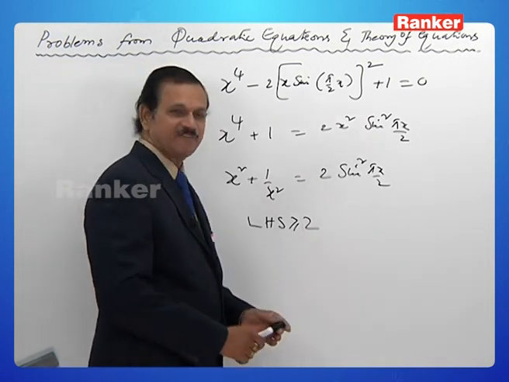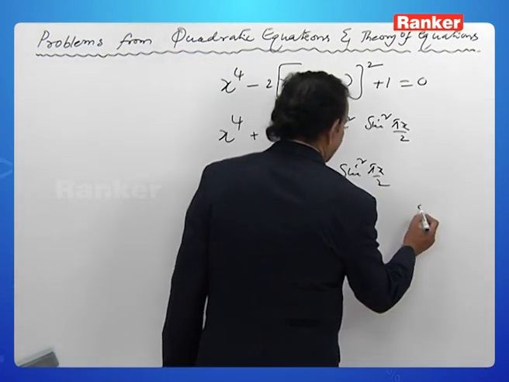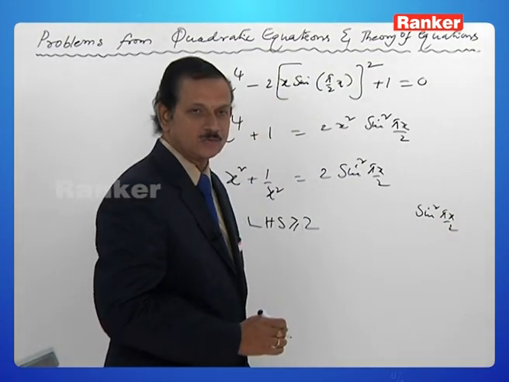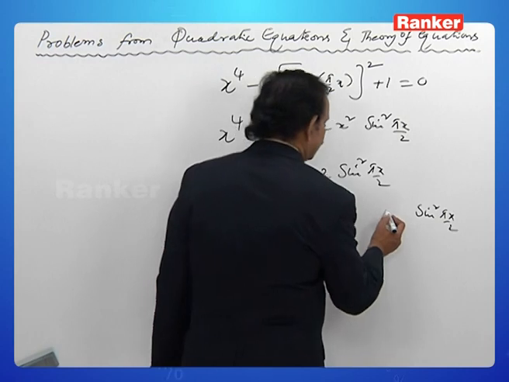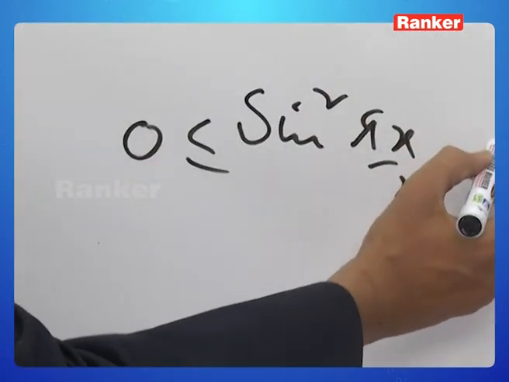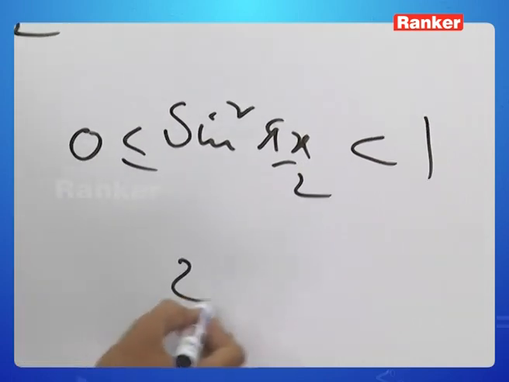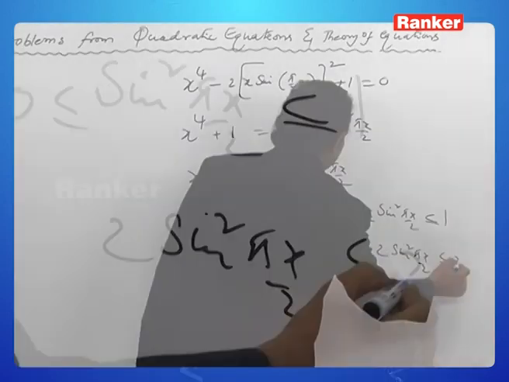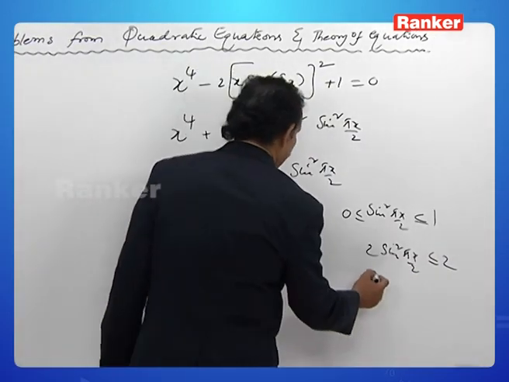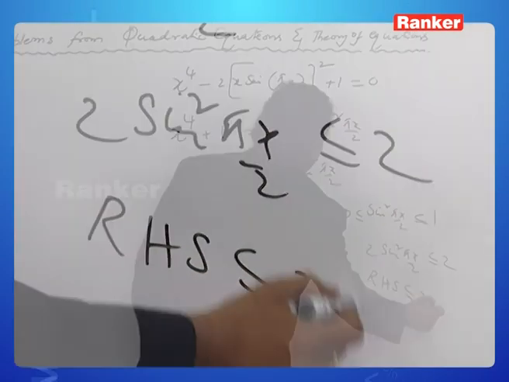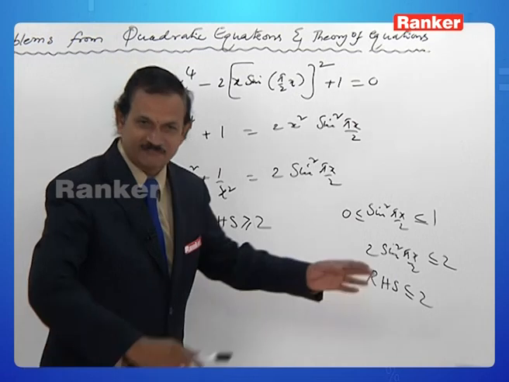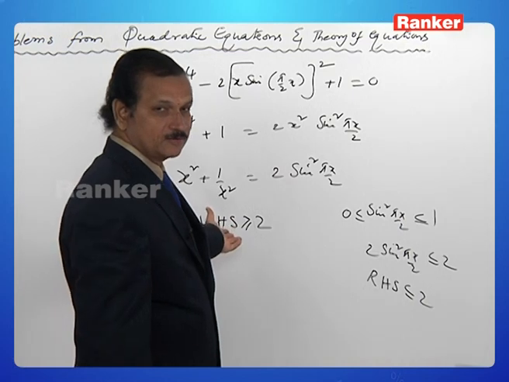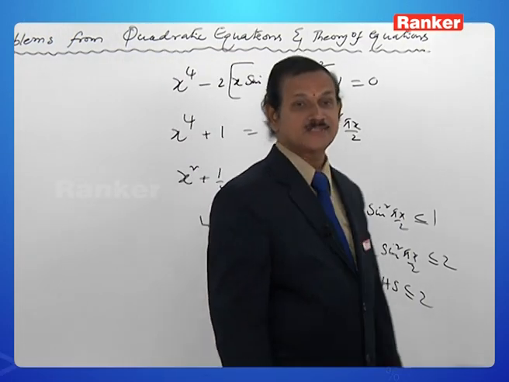Okay, what happens to the fate of RHS? In RHS, we have sine square pi x by 2. Actually, sine pi x by 2 lies between minus 1 and 1, whereas sine square pi x by 2 lies between 0 and 1. Therefore, 2 sine square pi x by 2 is less than or equal to 2. Therefore, RHS is less than or equal to 2. That is the special phenomenon that can be observed in this equation. Left hand side is greater than or equal to 2. And of course, right hand side is less than or equal to 2.